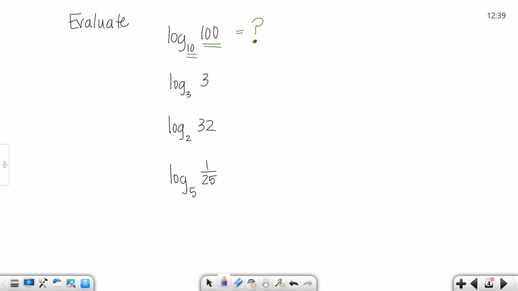So for this first one here, I'm saying 10 to what power is 100. Now the answer is not 10. You're looking at exponents, so think of it. 10 to the 1 is 10. 10 to the 2 is 100. Well, that's it. It's 2. 10 to the 2 is 100. So that means that this answer right here is 2, because 10 squared is 100.